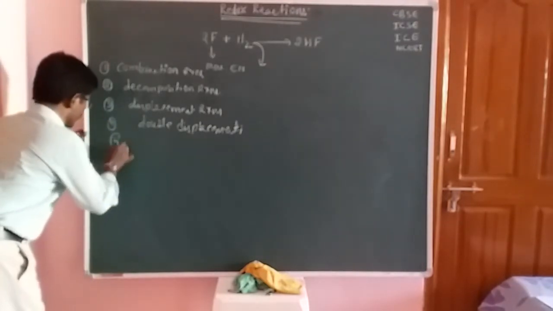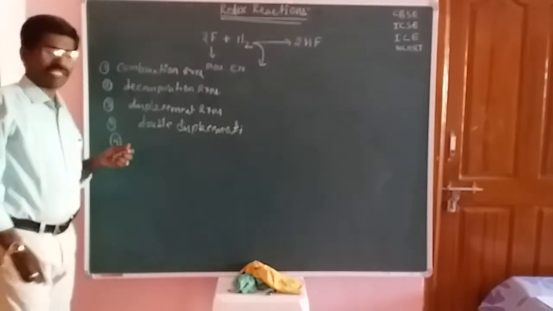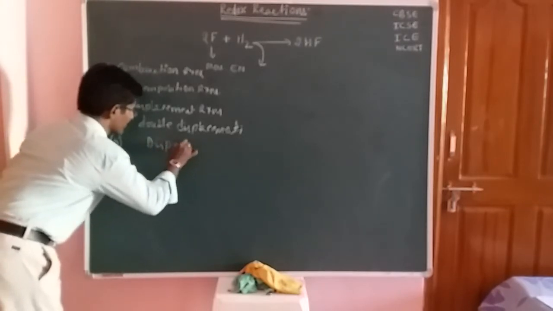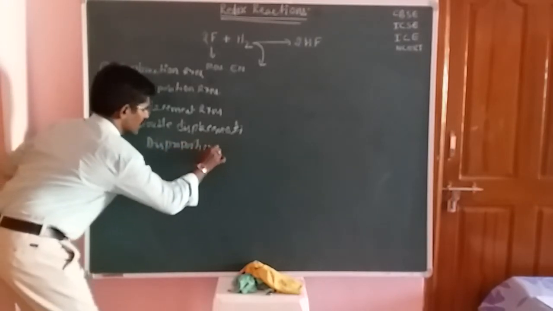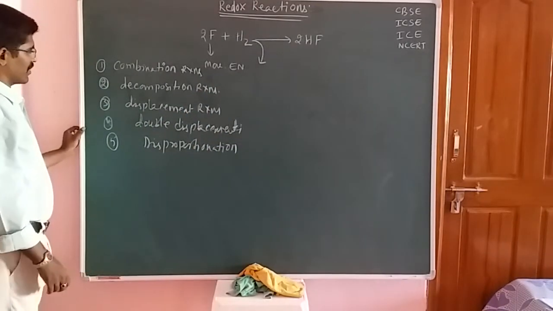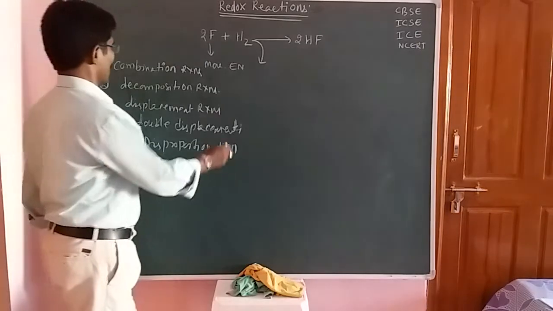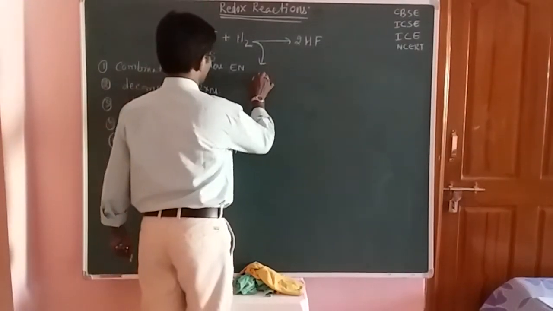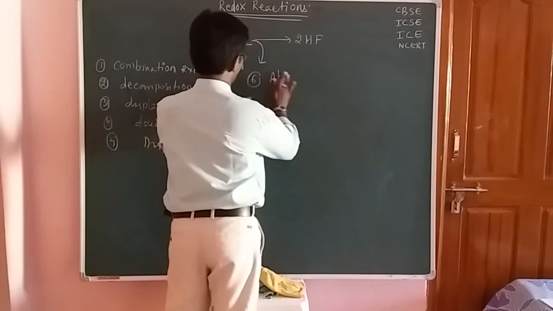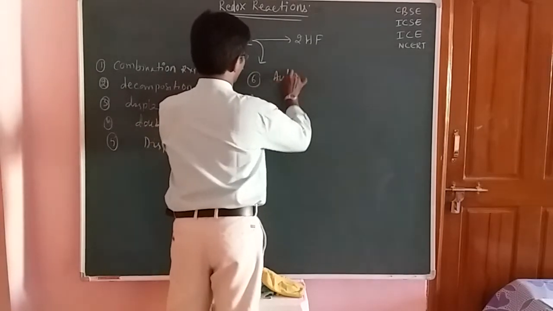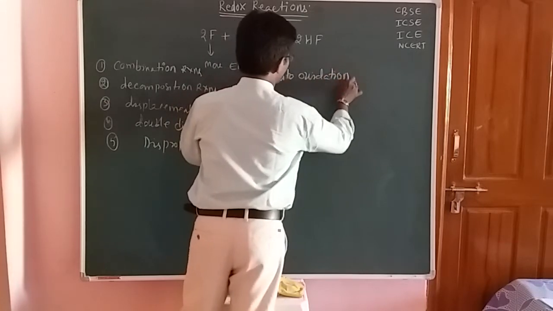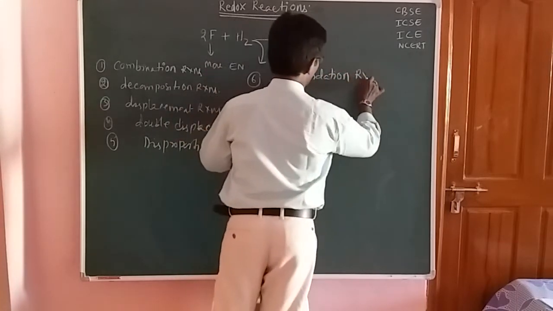And the fifth one is the disproportionation reaction. Now this is the fifth type of chemical reaction. And the sixth one is the auto-oxidation reaction. Okay, friends, what is the auto-oxidation reaction?